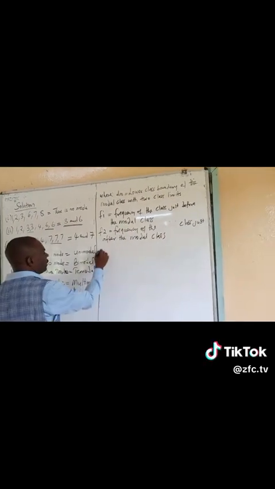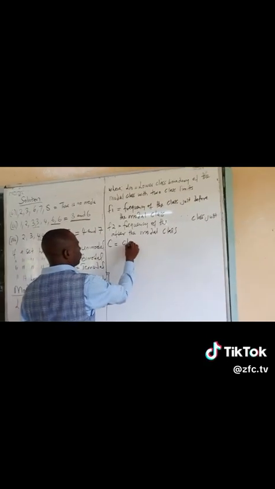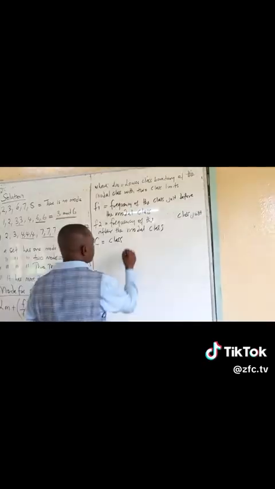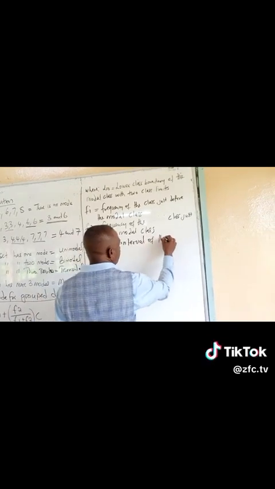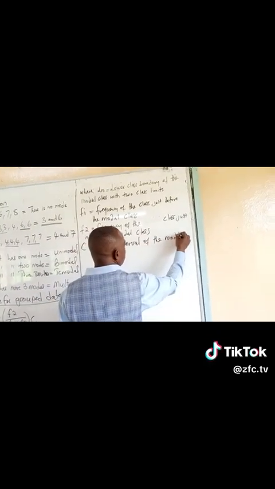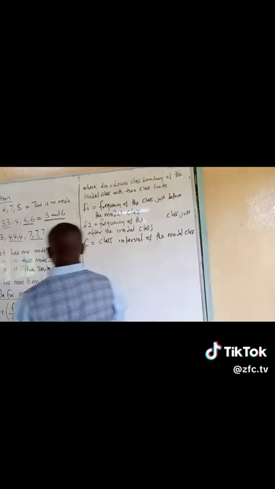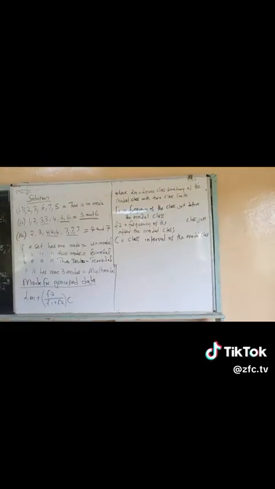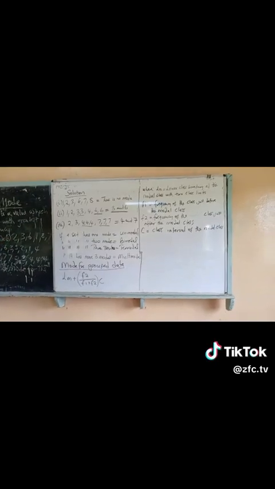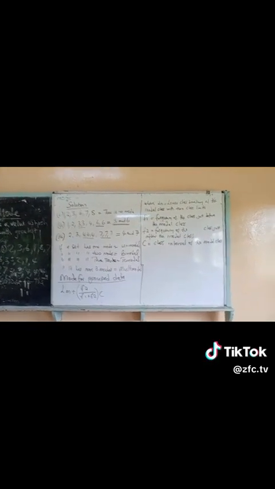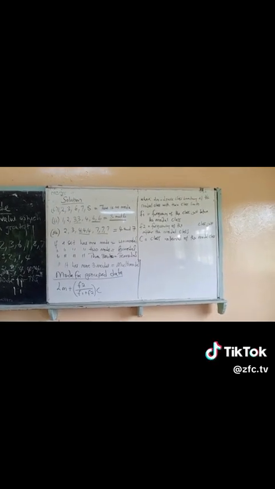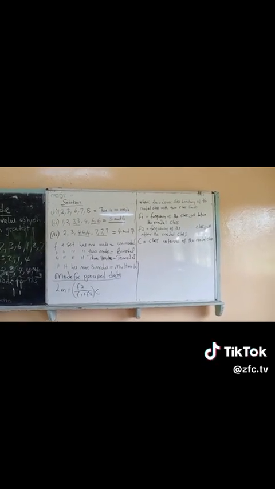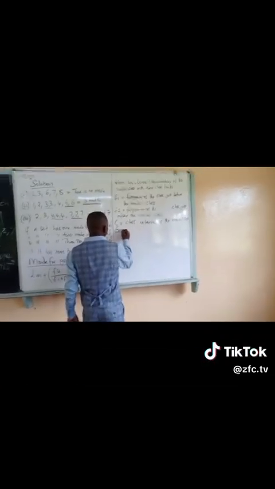Then C is the class interval of the modal class. That is C. So it's very important at all times that we understand these symbols. If you understand the symbols in statistics, it becomes easier for you to recreate it. But if you don't understand the symbols, it will be very difficult for you to recreate because you won't know what to put where.